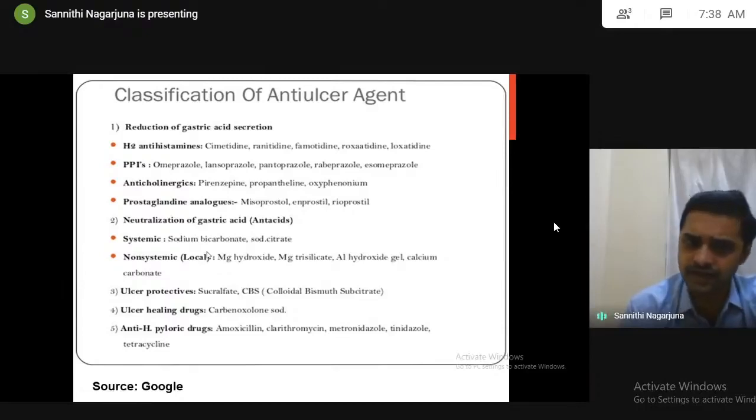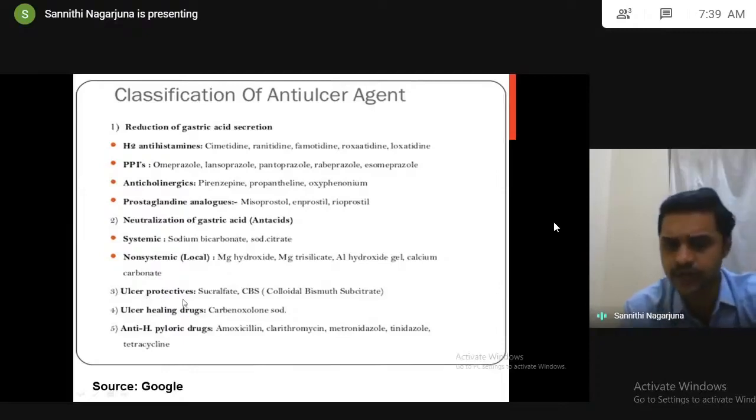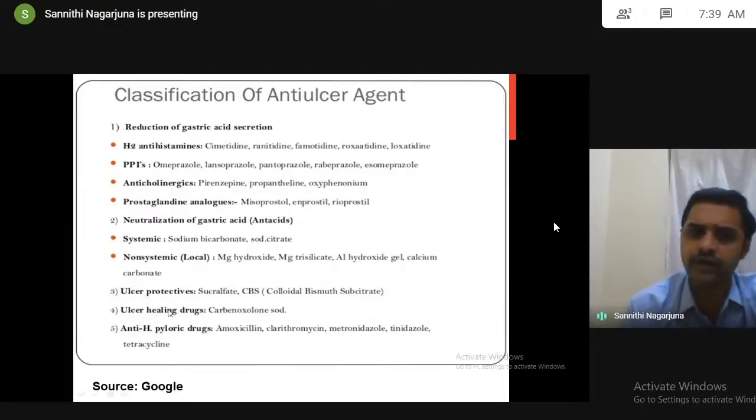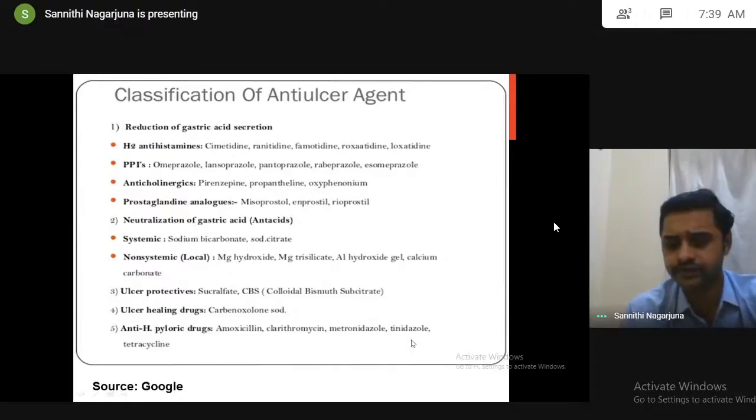I told you ulcers will not happen immediately. Ulcers are because of long-term existence of acidity. The reason for ulcer is acidity. So first we'll try to correct the acidity by using these two. But unfortunately, if an individual has formation of wounds, ulcers, we go for ulcer protectives, and finally ulcer healing drugs. I told you rarely the ulcer is a disease caused by microbial contamination with Helicobacter pylori. In such a case, we use anti-Helicobacter pylori drugs, some of the antibiotics.